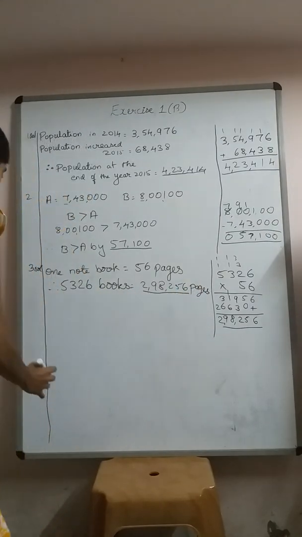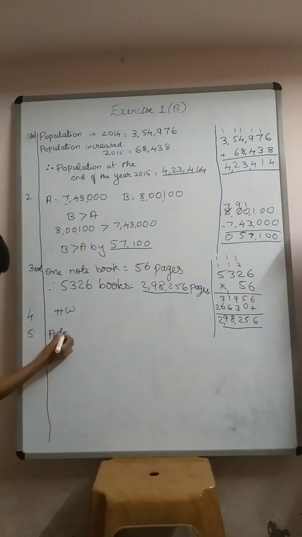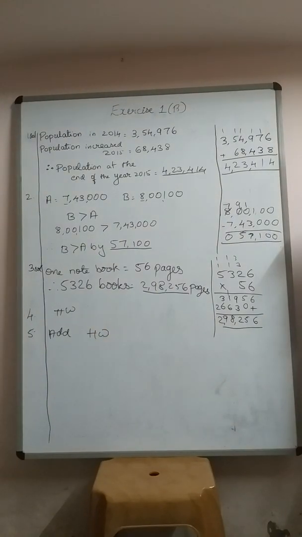So next sum, number 4. They are already solved in your book. So this will be your homework. See and copy down in your notebook. Next we have number 5, addition sums. Already you know this. So that is also your homework. Fine. Let's move to the 6th one.